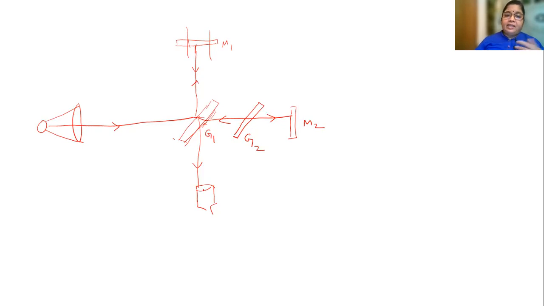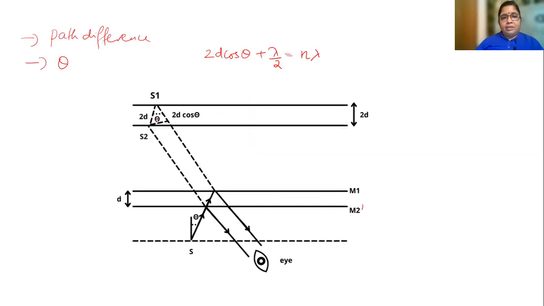Now if I am standing near the eyepiece, it appears to me that both the beams come from the source only. It doesn't appear that they come from this side. So how does the image appear to me? This is how the image appears to me. I seem to have two different sources which give me two different mirror images, M1 and M2. So now you will get interference fringes, and the nature of the fringes depends on the path difference and the angle theta.